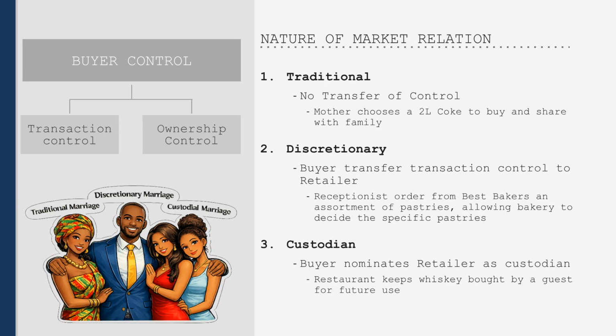In a traditional market relationship, there is no transfer of control. The buyer chooses the product and completes the transaction themselves. For example, a mother chooses a 2-liter Coke and buys it to share with her family. The retailer does not decide on her behalf.